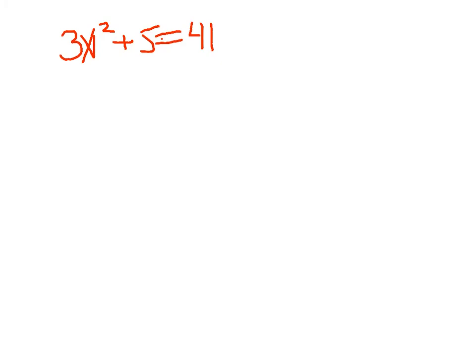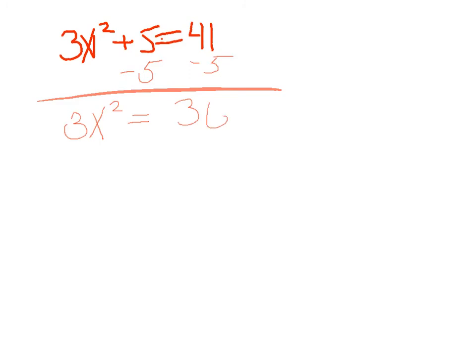If I have a quadratic that doesn't have a plain x term in it, there is a way that I can solve these by taking the square root of both sides. The way I need to proceed on this is to isolate x squared on one side of the equation. So I need to go ahead and subtract 5. And that would give me 3x squared equals 36. Divide by 3. X squared equals 12.